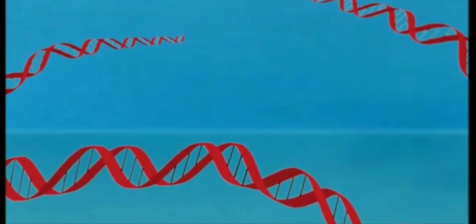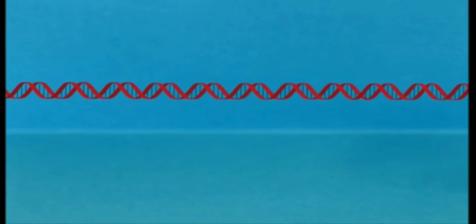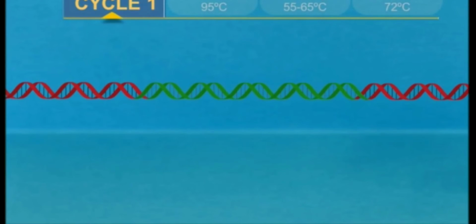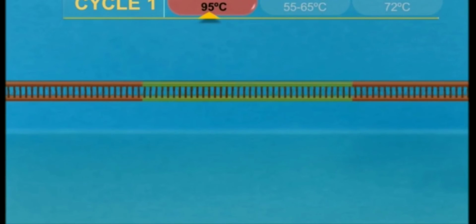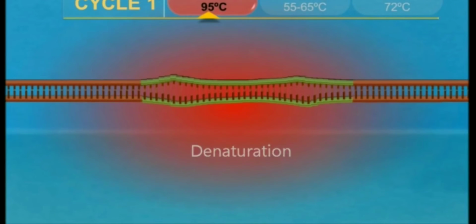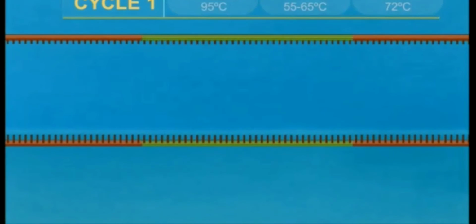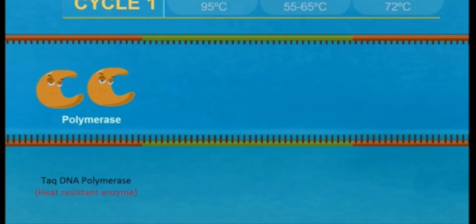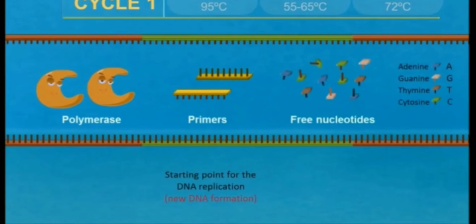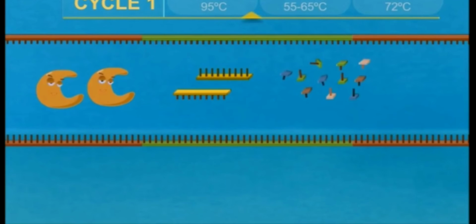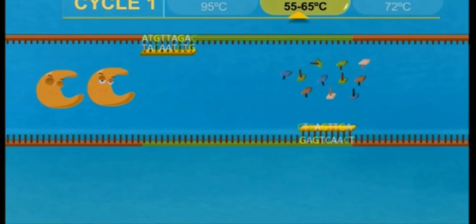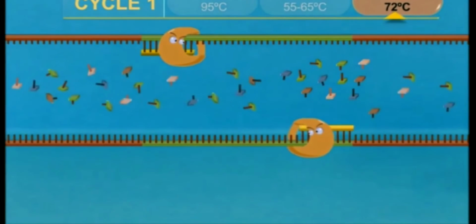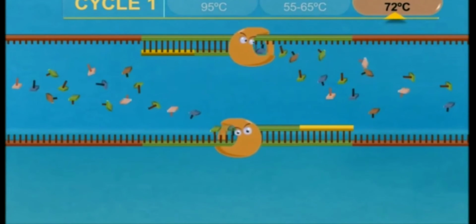In this case, mainly three steps occur. In cycle 1, first is denaturation, which occurs at 95 degrees Celsius. In this step, the DNA is heated to a high temperature, resulting in the separation of the two strands of DNA. Next, in the annealing process, the formation of primers occurs, at 55 to 65 degrees Celsius. And the last and third step is extension, which occurs at 72 degrees Celsius.